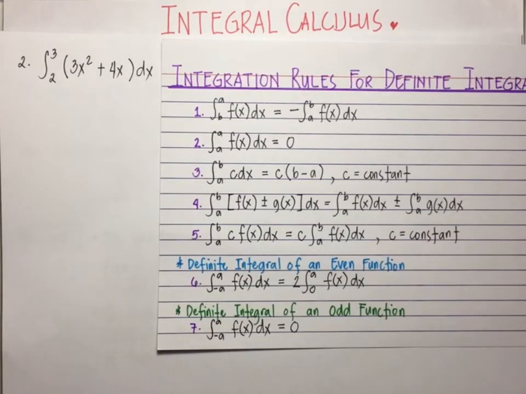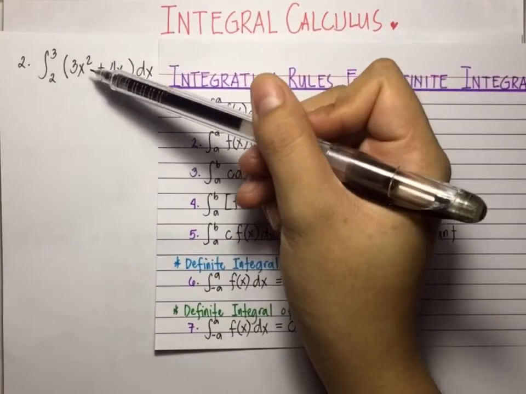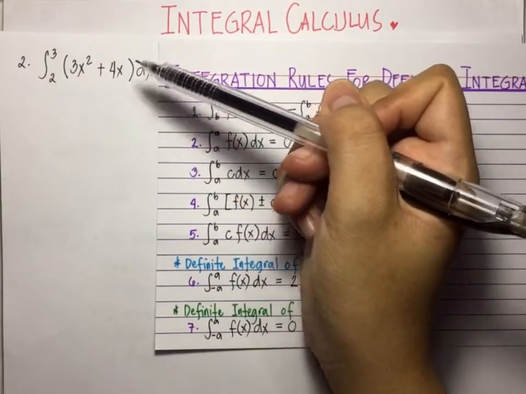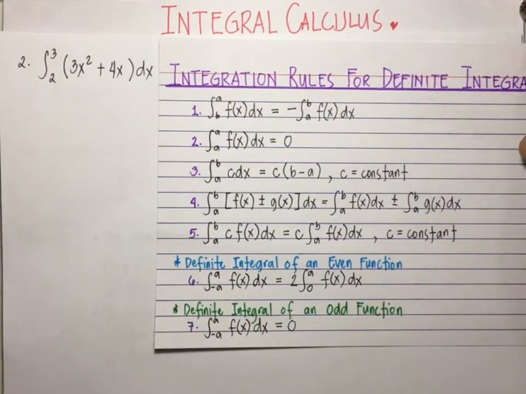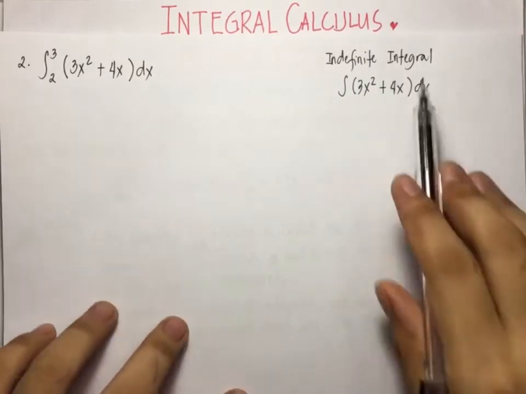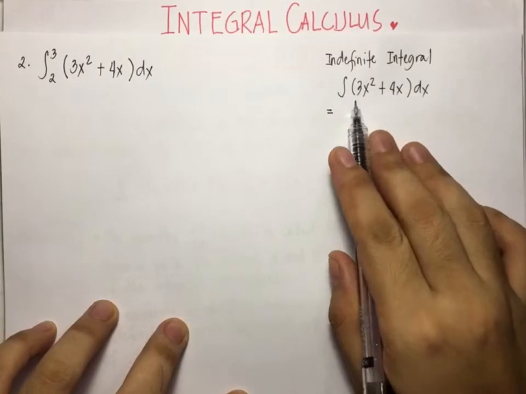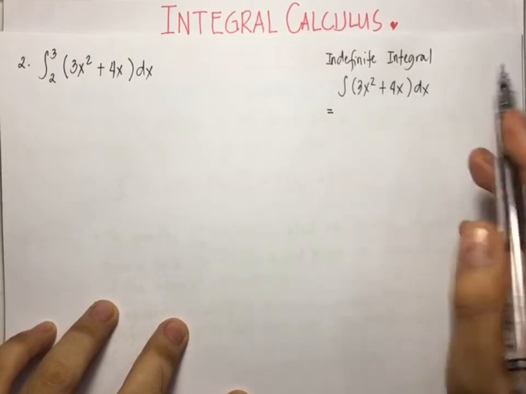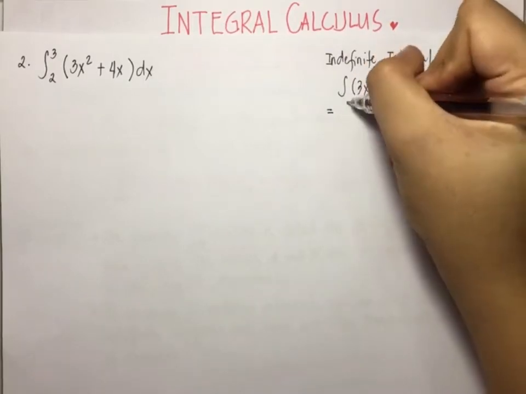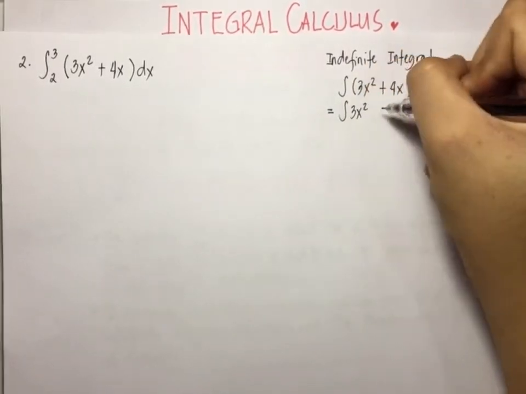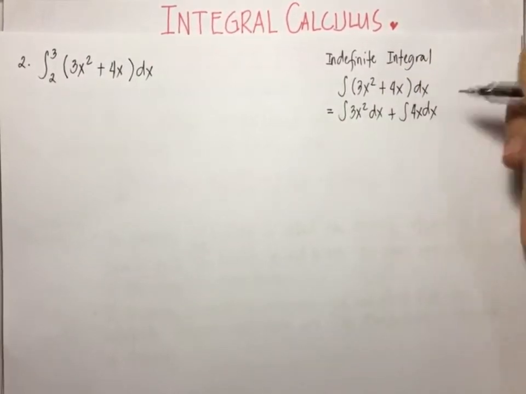For number 2, since our upper limit is also greater than the lower limit and we have 3x squared plus 4x times dx, we apply theorem number 4. But first, we need to solve for the indefinite integral. So to solve for the indefinite integral of 3x squared plus 4x times dx, we need to integrate each term separately. So the integral of 3x squared dx plus integral of 4x dx.